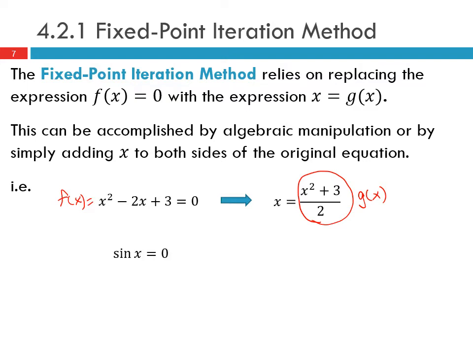Similarly, if I have f of x as sine x equals 0, I can cast this as x is equal to g of x by just adding x to both sides. So now this is equal to my g of x.